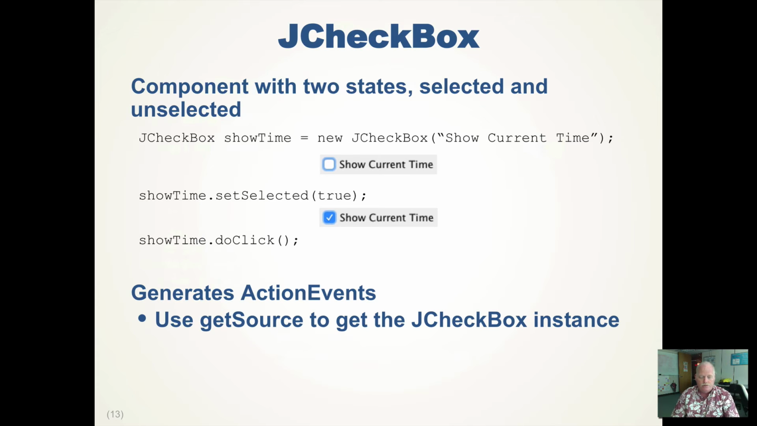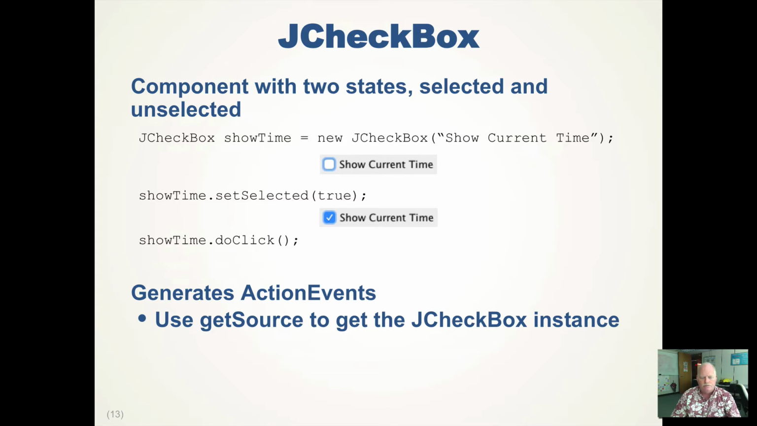So if the user wants to show the current time, they could click the thing and you would get an action event, just like you do with buttons, and then you can check the status of the component by using getSource on the action event, and then you can say isSelected, which will return true or false if it is selected. And again, similarly, you can doClick, so you can programmatically change the state of your checkbox by just clicking it programmatically.